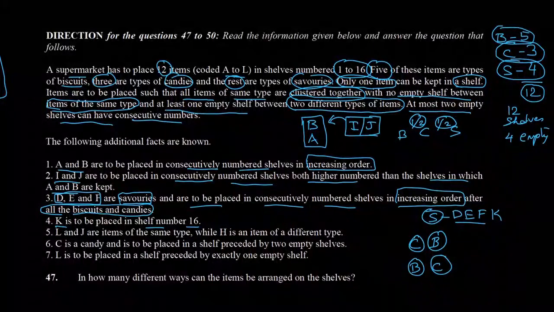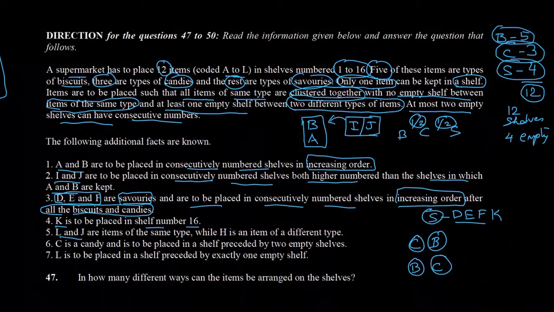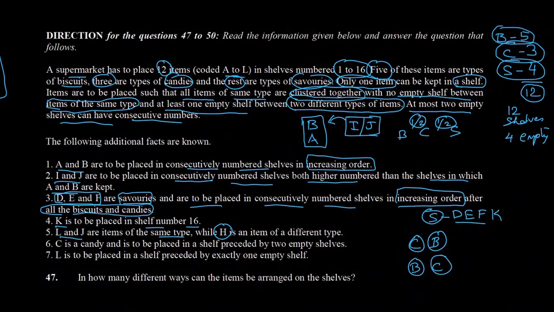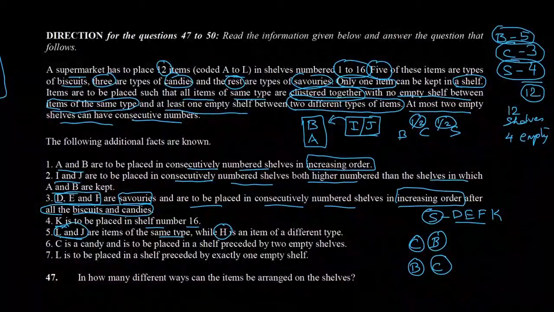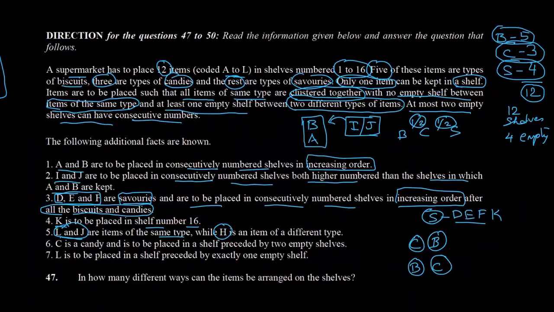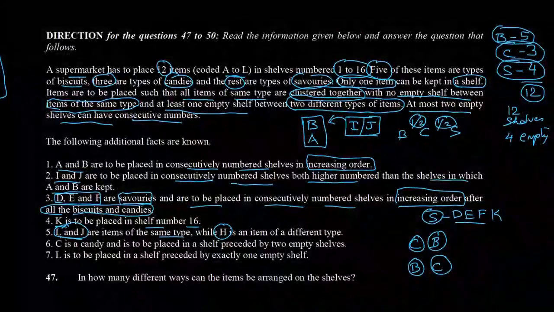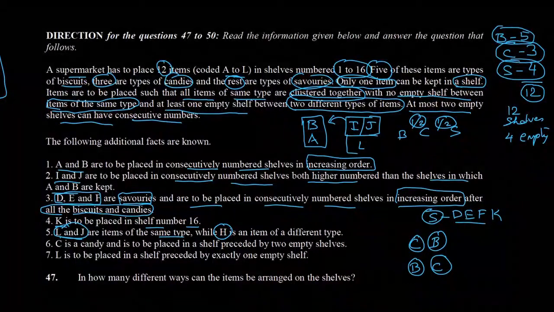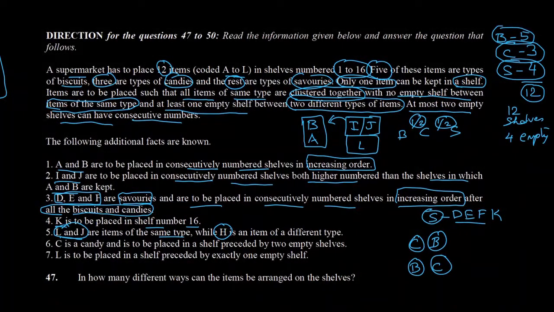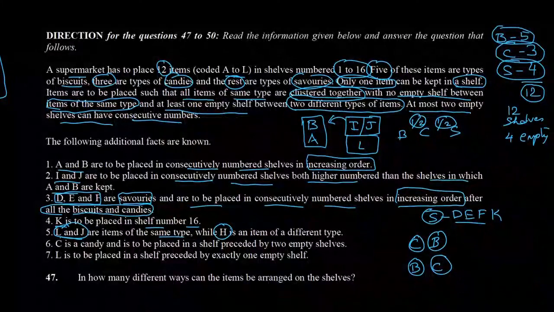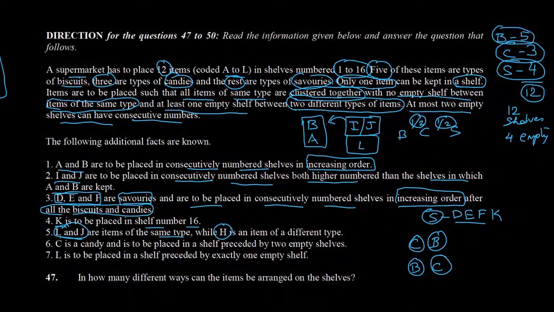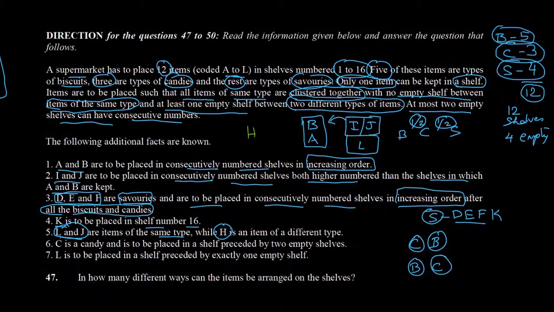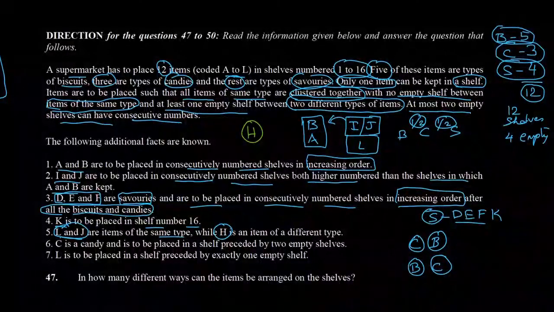Next, it is said that L and J are items of the same type while H is a different type of item. So we had seen that I and J are placed together one after the other, and L is the same type of item as J. So L, I and J are all same type of items, and H will be a different type of item. So let us put H as a different type of item.